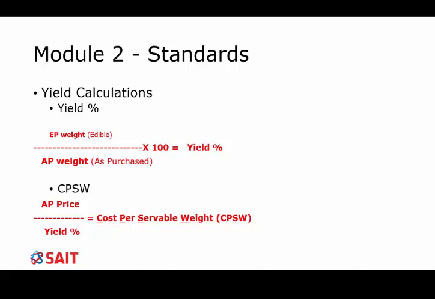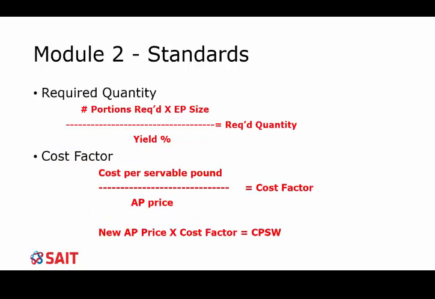This helped us then calculate our cost per servable weight. So we took our AP price, the as purchased price. So how much did we buy it for? We divide it by our yield percentage that we calculated above, and this gives us our cost per servable weight. Sometimes that's the cost per servable ounce, sometimes it's the cost per servable pound, sometimes it's the cost per servable gram, etc.